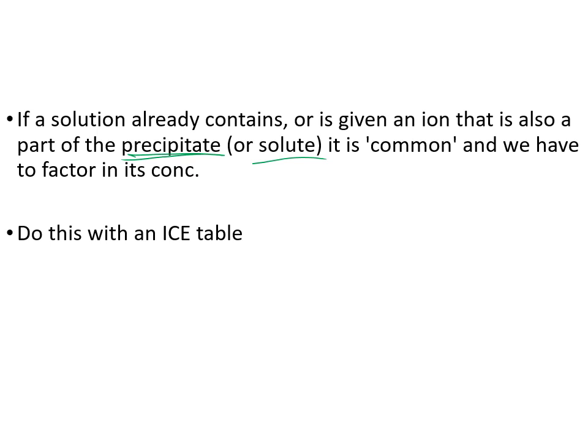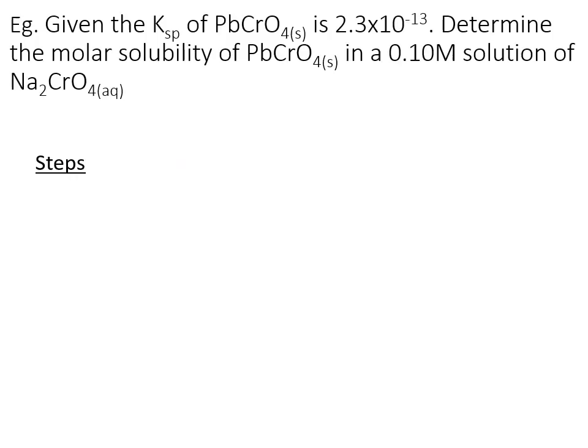We're going to do this using an ICE table to help organize our data. So let's try it out. Given the Ksp of lead chromate is 2.3 times 10 to the negative 13, really insoluble, determine the molar solubility of lead chromate in a solution, so not just by itself going into water, but in a solution of 0.1 mole per liter sodium chromate. The lead chromate's trying to dissolve into this solution, but there's already some sodium chromate in there. So this chromate ion is in common to it.